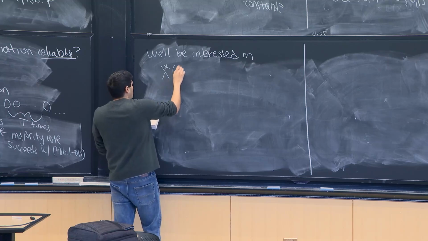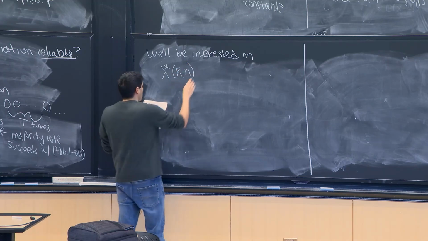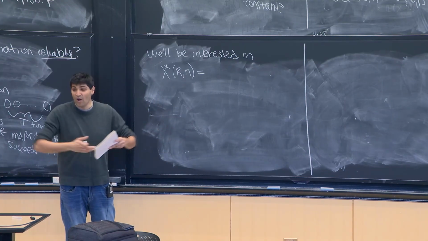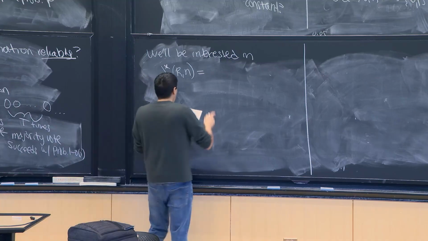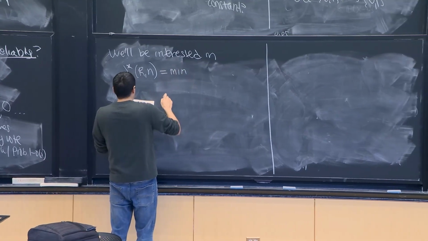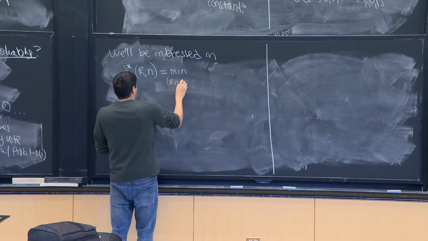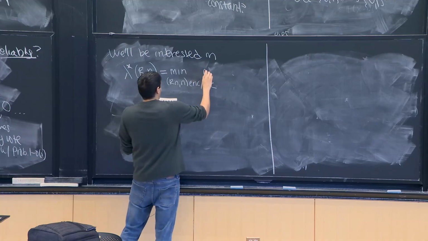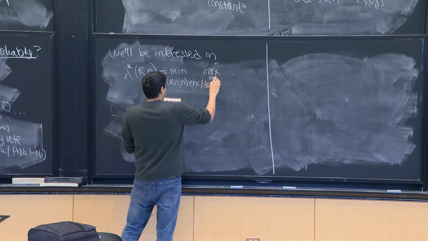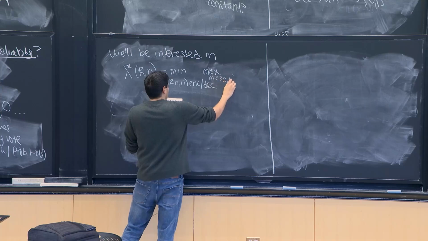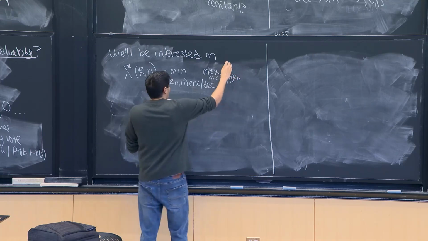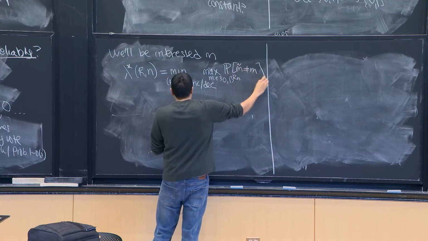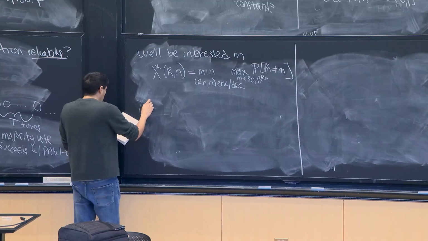This is a bit of a mouthful, so let me write it down and then we'll parse it together. If you give me two parameters, r, your target rate, and n, which is how long you want the transmission to be, I'm going to look at the min over all Rn-to-n encoding and decoding functions of the max over messages m in {0,1}^(Rn) of the probability that m tilde is not equal to m, where we think about it according to the following picture.